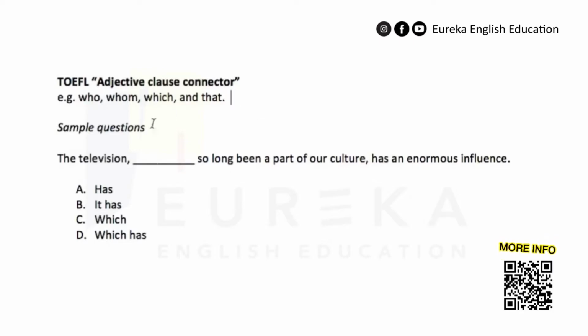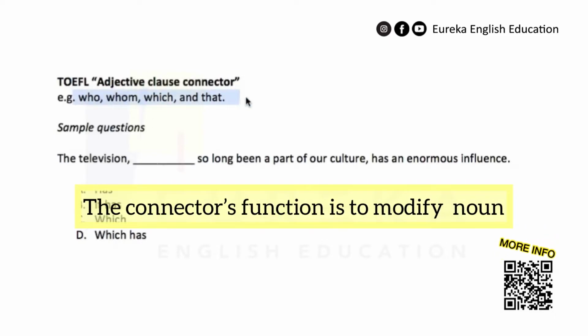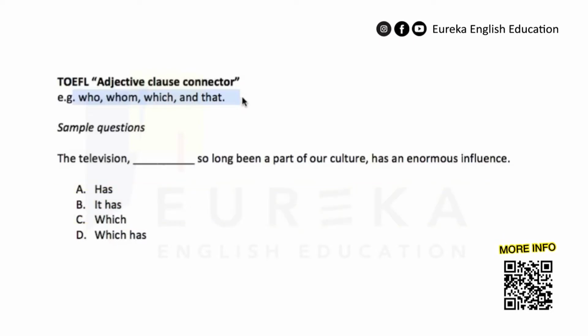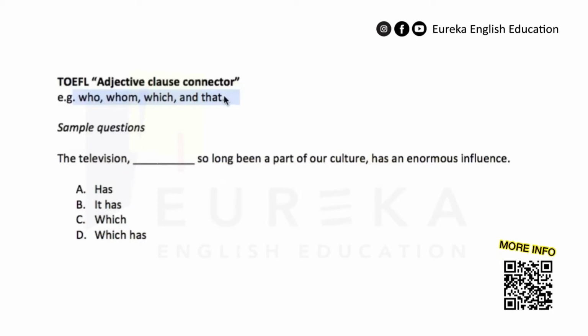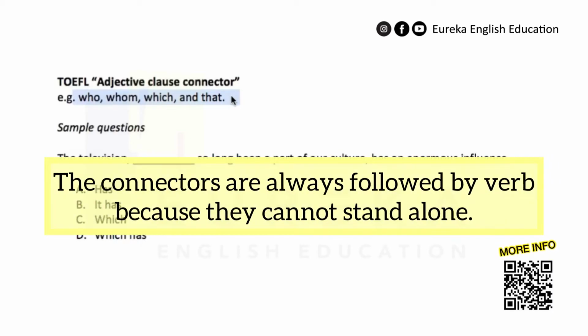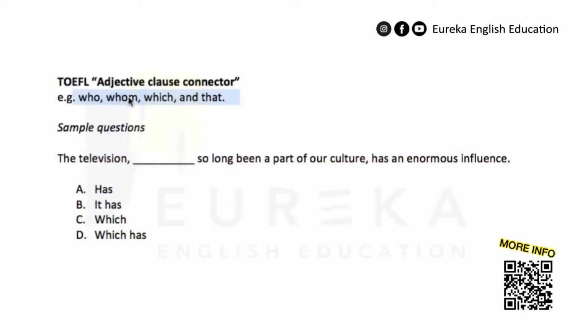Before I proceed to the sample question, what I need you to understand about the adjective clause connector is that this connector functions to modify a noun. So what you would expect about this connector, since it modifies a noun, is that its position is usually after the noun because it modifies it. And also, they are always followed by a verb because they cannot stand independently. So let's get straight to the sample question to make my point clearer.